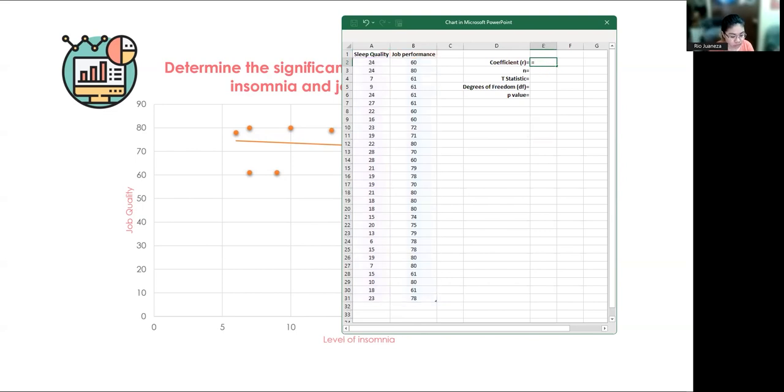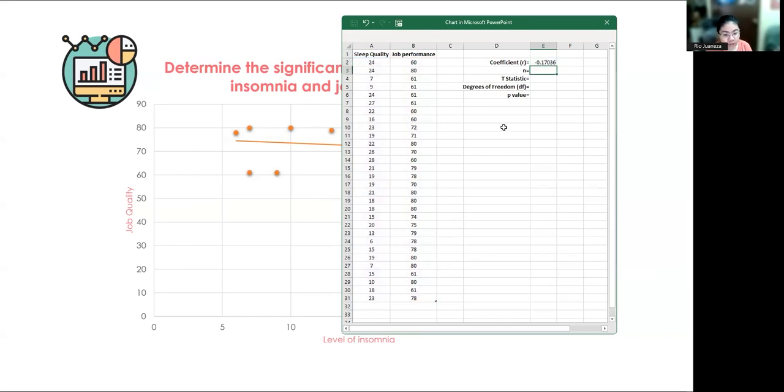So equals PEARSON, open parenthesis, A1, sleep quality, comma, then A2, the job performance. So close parenthesis, then hit enter.